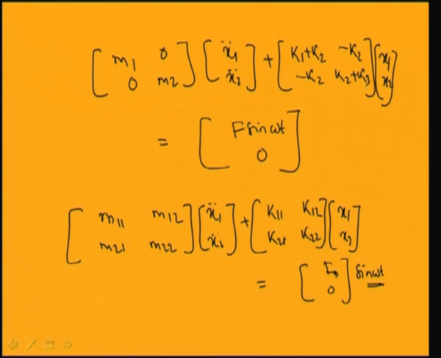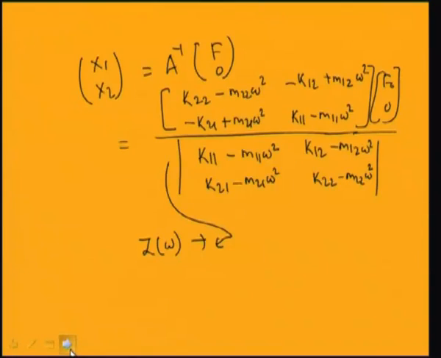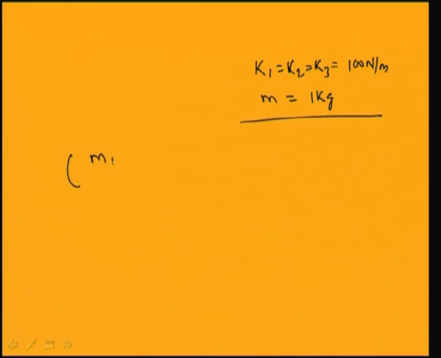So let me take the same example, in which I take k1 equal to k2 equal to k3 equal to 100 Newton per meter, and let me take m equal to 1 kg. In this case, as you have already seen, the equation of motion can be written in this form, for this system.